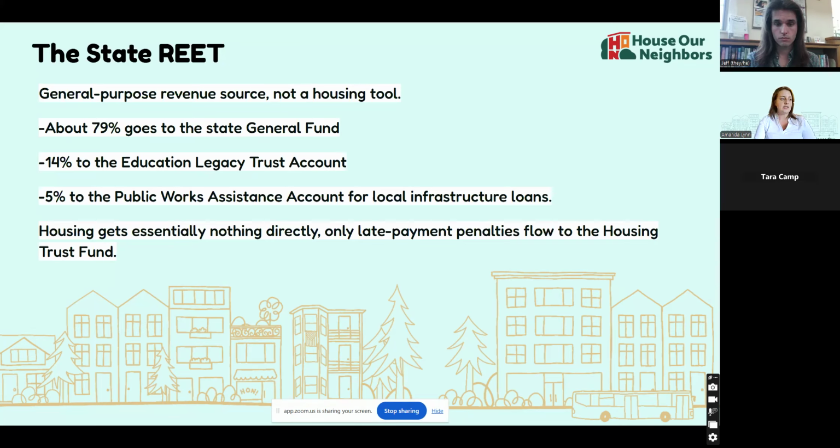Right now, the state REET gets broken down. About 80% of anything that comes in from that state REET goes to this general fund that I mentioned. About 14% goes to the Education Legacy Trust account. About 5% goes to public works and utility support. And housing really has no direct allocation out of the state REET. The only bit of the revenue that goes to housing is penalties for people who don't pay their state REET tax. If they get penalized on that, their penalties will start flowing into our state housing trust fund, which is used for supporting affordable housing. So in general, while obviously all of these other things that are being funded through our general fund absolutely support a thriving community, they are not specific to housing.